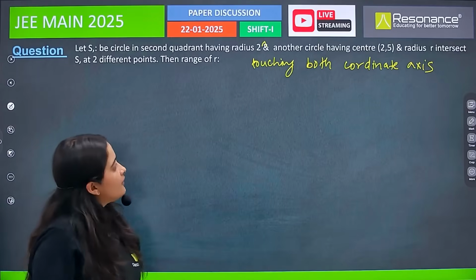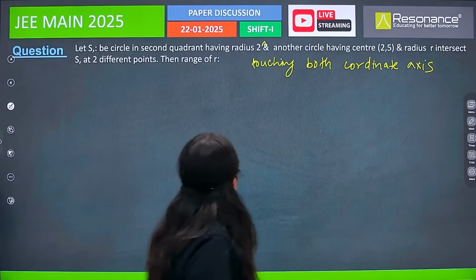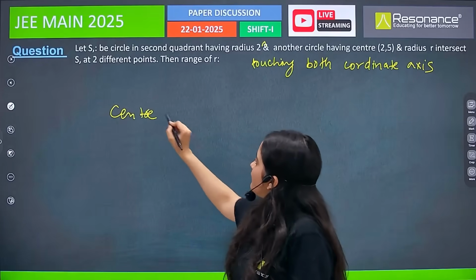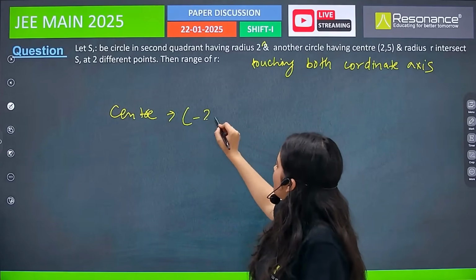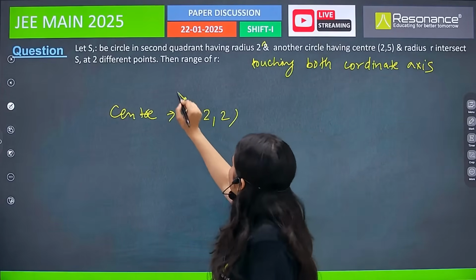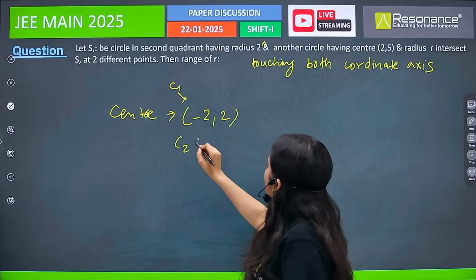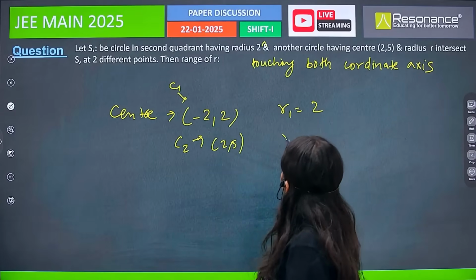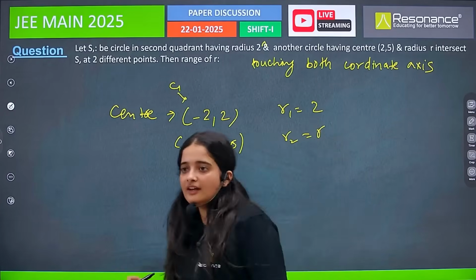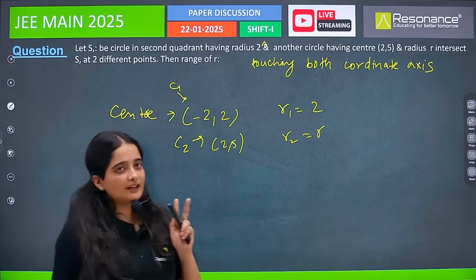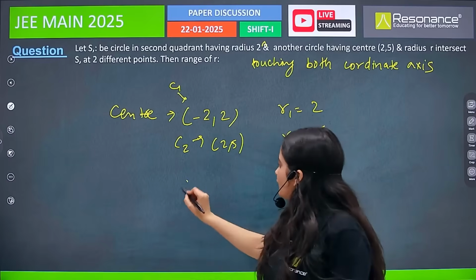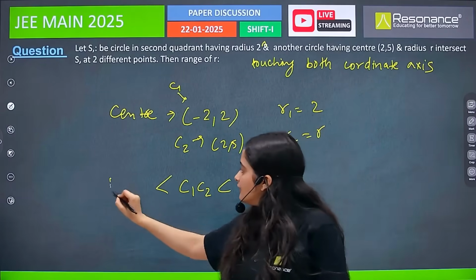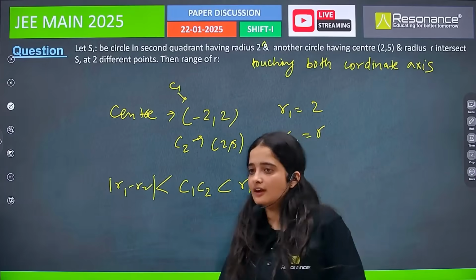So first, if the circle is touching both coordinate axes and its radius is 2, what will be the center of the circle? Remember, the circle lies in the second quadrant, so the center of the circle will be minus 2 comma 2. This is C1, and the center of the second circle is 2 comma 5. R1, the radius of this circle, is 2. R2 we are given as R, and the circles intersect at 2 points. So what is the condition for that? We have C1C2 is less than R1 plus R2, greater than mod R1 minus R2.